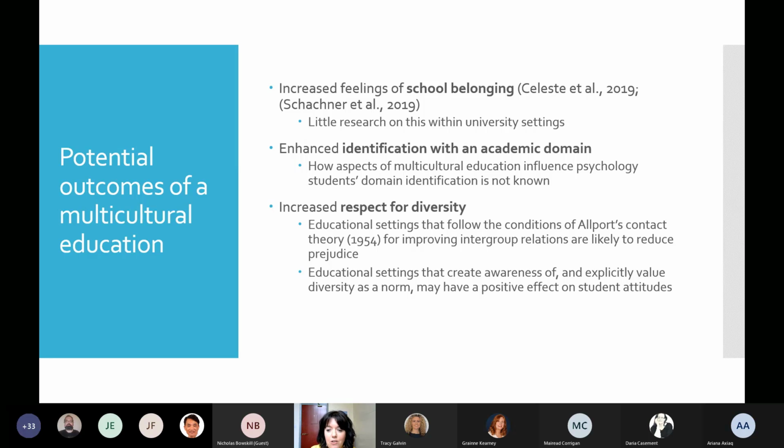And lastly, past research would suggest that multicultural education within certain conditions should lead to students holding more positive attitudes towards culturally diverse groups.